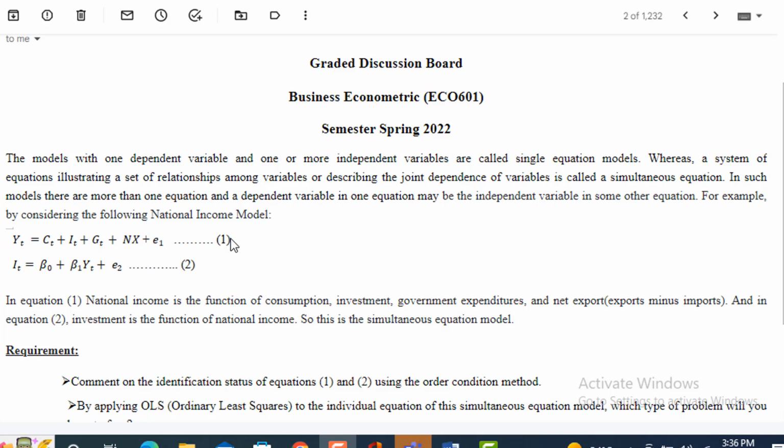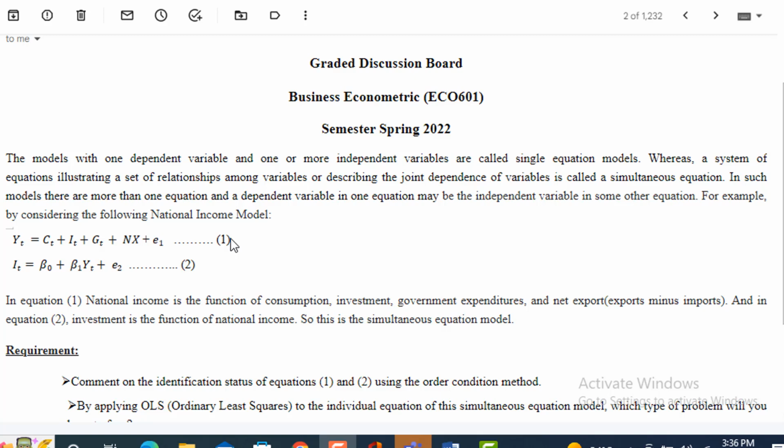In a simultaneous equation model, it may be possible that the dependent variable of equation 1 may appear as an independent variable in the rest of the equations of the model. For more illustration and clarification of the concept, the paragraph gives the example of the national income model. On the same national income model, our requirements have been constructed.